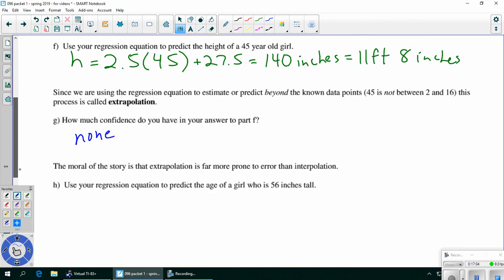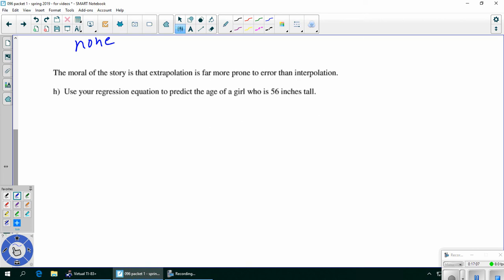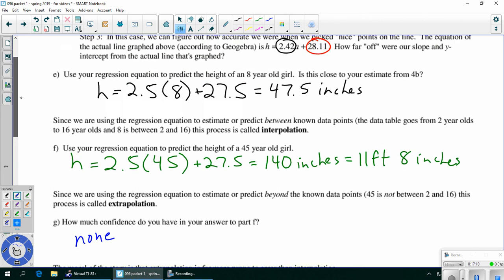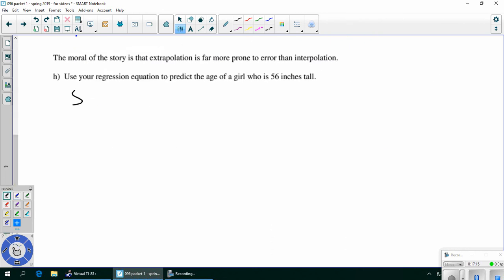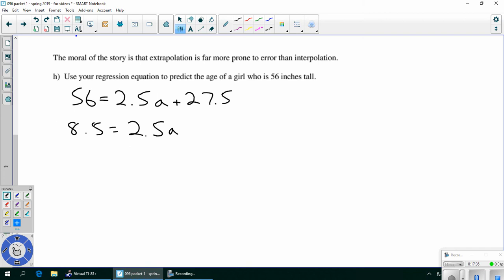Okay, part H, use your regression equation to predict the age of a girl who's 56 inches tall. So in this case, the 56 inches is replacing which of our two variables? 56 inches is H. So 56 equals 2.5 times some unknown A plus the 27.5. So we'll subtract the 27.5 from both sides. So we get 2.5A on this side, and 56 minus 27.5 is 28.5. I think I've got that right. Yeah. And then we divide both sides by the 2.5.